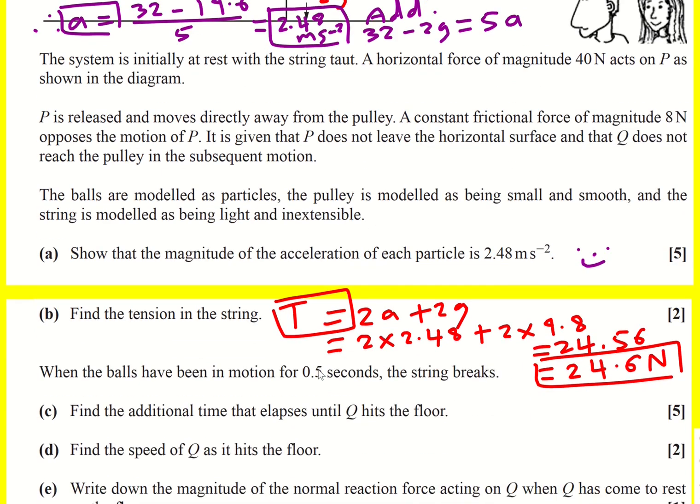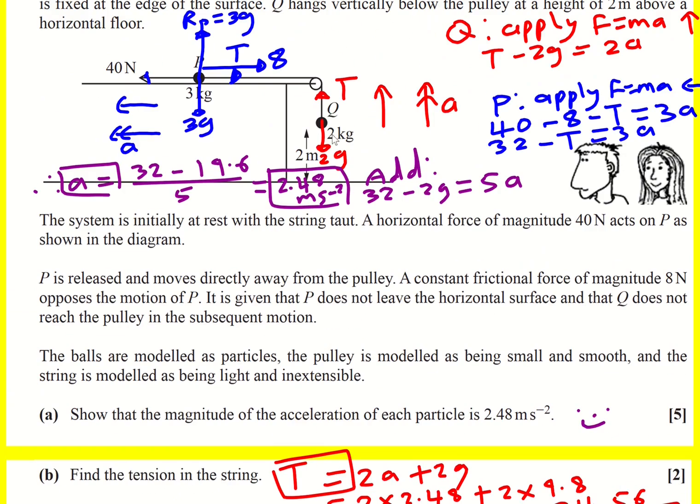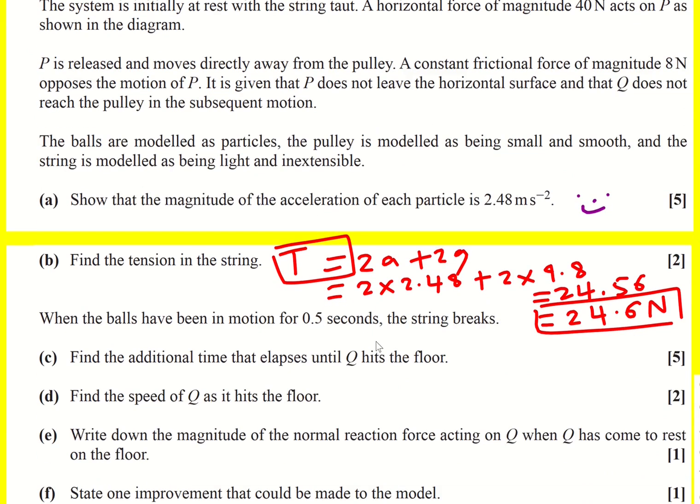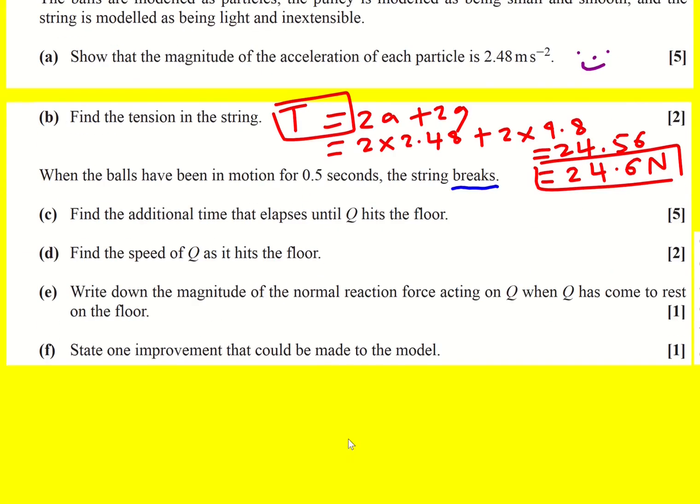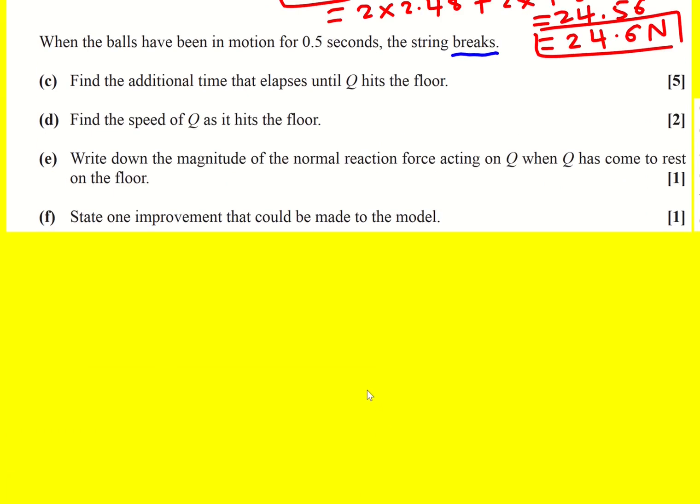Next up, we've got some motion going on. And this motion involves, so when the balls have been in motion for 0.5 seconds, the string breaks. So it's going to involve Q traveling up for 0.5 seconds with this resultant force of T minus 2G. And then when it breaks, that tension completely disappears and it's a free falling particle. It's still moving up for a little bit, but then it's going to come back down, and therefore we're asked to find the additional time that elapses until Q hits the floor. So we've got a constant acceleration. We're going to be dealing with suvat equations.